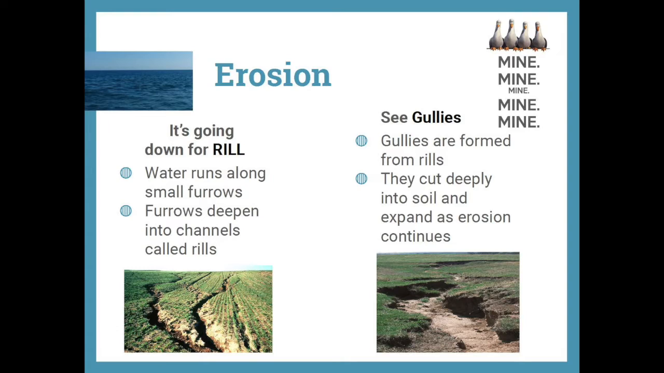faster. And then the next type of erosion forms gullies, which are basically deeper versions of rills. They're formed from rills, and they cut deeper into the soil, and they expand even more as the erosion continues. They can either occur from waterfalls or watercourses or places where runoff is really concentrated.